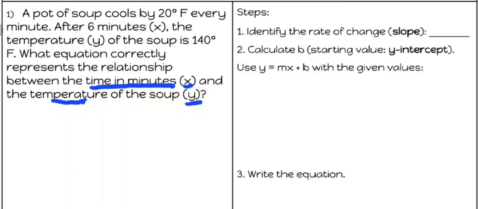Okay, so how are we going to come up with the equation? So these are the steps. Number 1, identify the rate of change or slope.